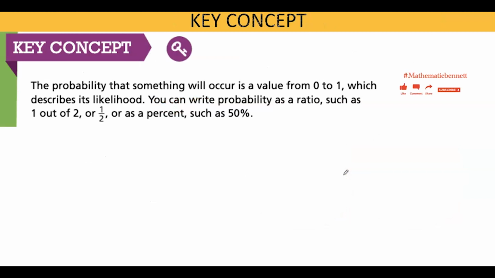This was a key concept of the lesson. The probability that something will occur is a value from 0 to 1, which describes its likelihood. You can write probability as a ratio such as 1 out of 2 or a half, or as a percent such as 50%.